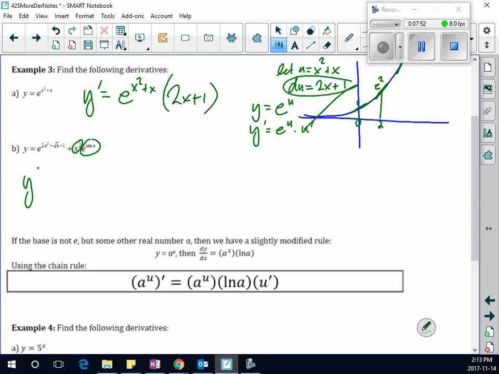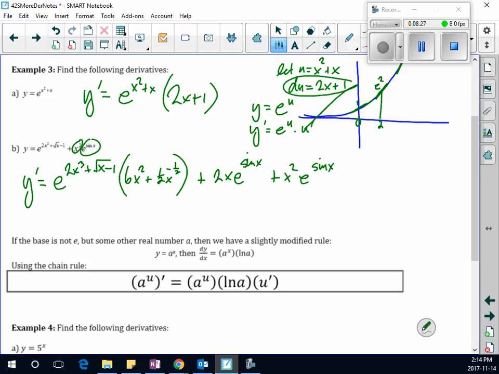Okay, y prime is going to be e to the power itself. Is that a 3, by the way? And then you got to times that by the derivative of that exponent, or the power. So that would be 6x squared plus 1/2 x to the negative 1. And then that goes away. So then it's 2x times e to the power sine x plus x squared. And then the derivative of e to the power sine x would be e to the power sine x times the derivative of that power, which would be cos x.